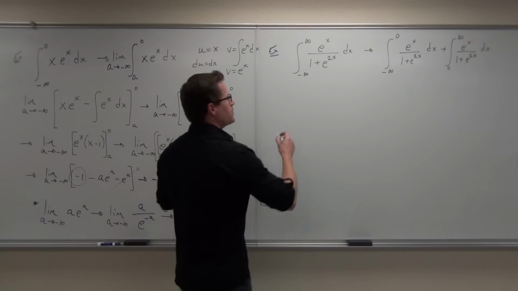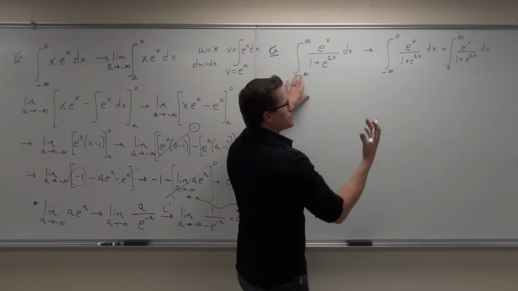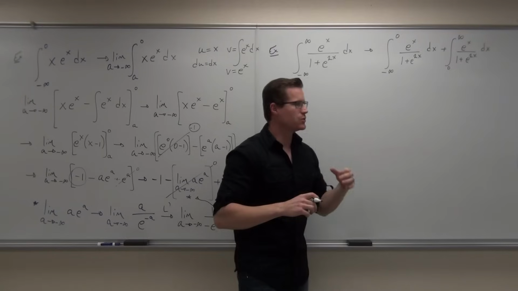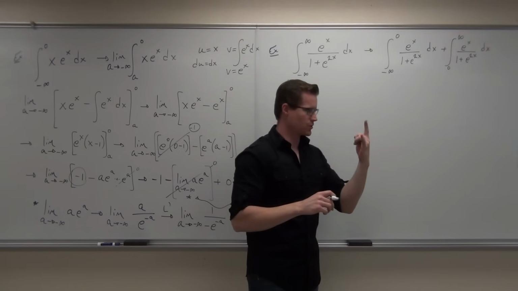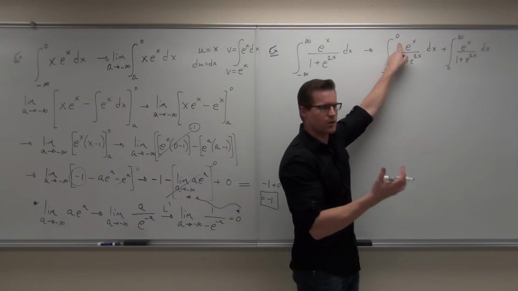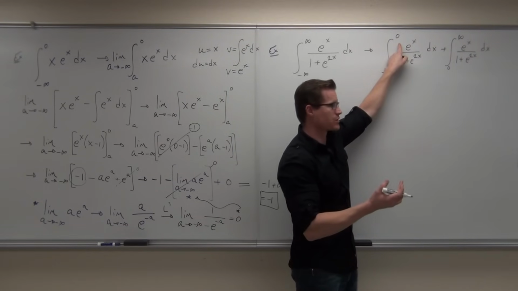So here's what I'm asking you to do. Firstly, understand that when I have this type of integral, where it goes from negative infinity to infinity, you do have to do this with two integrals. You have to separate it. So we have to have at least some solid bound in between there. Call it 0, call it 1, whatever you want. 0 is going to be easier to plug in.